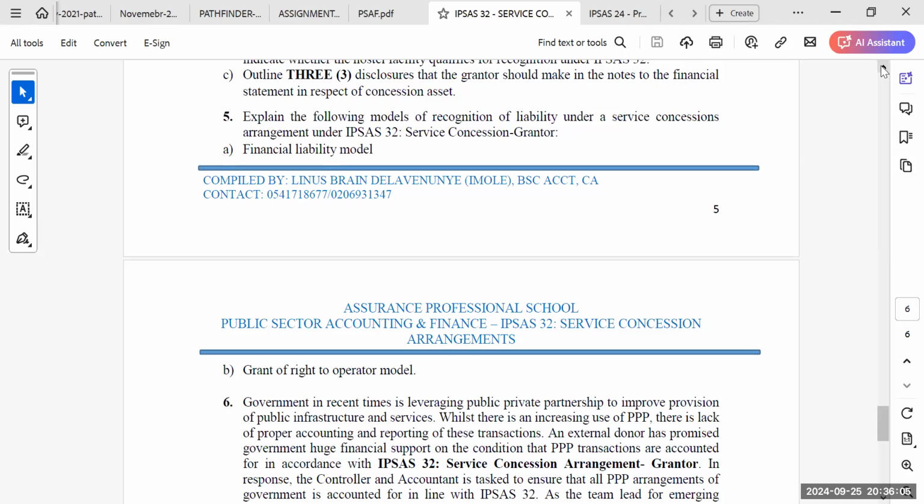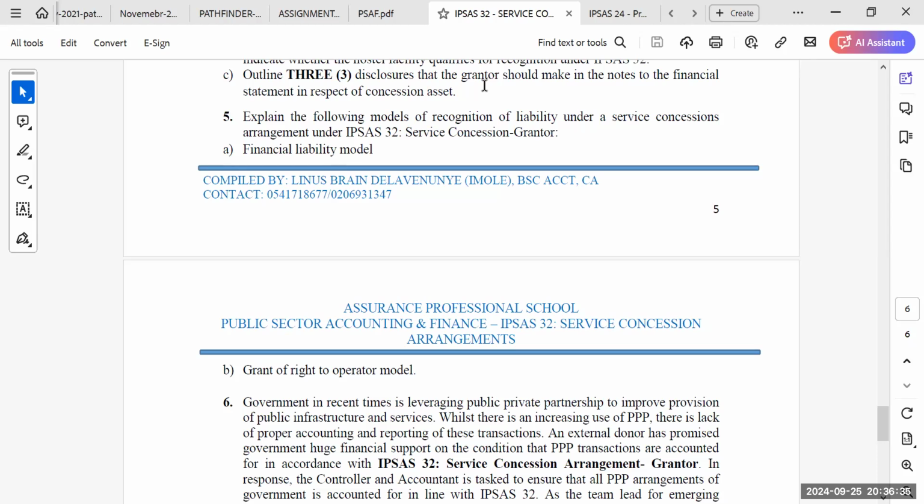I think the key word when it comes to the financial liability model is unconditional. The grantor has an unconditional obligation to make cash payment or something. Yes, obligation. That's right.